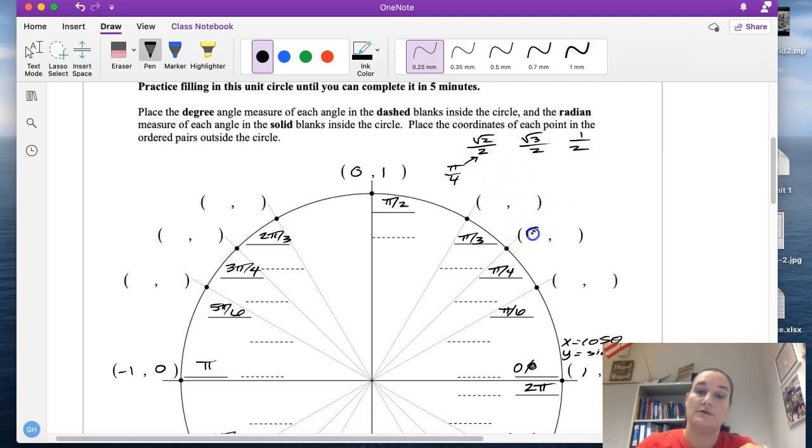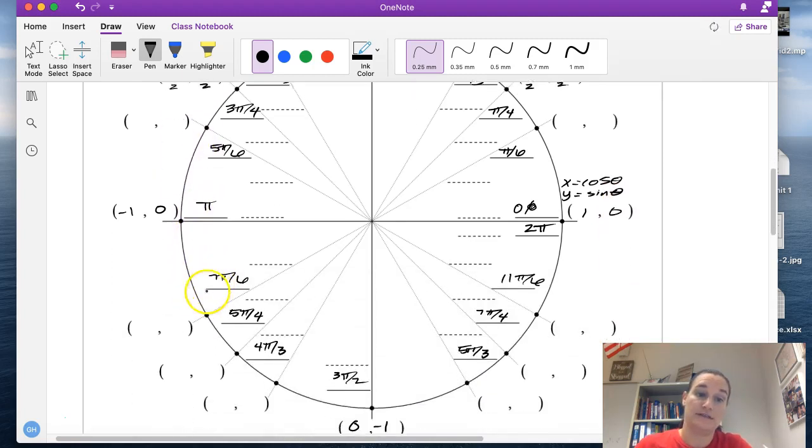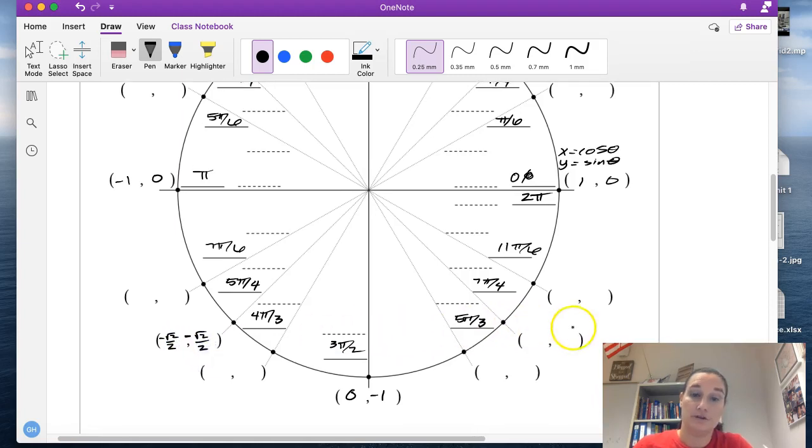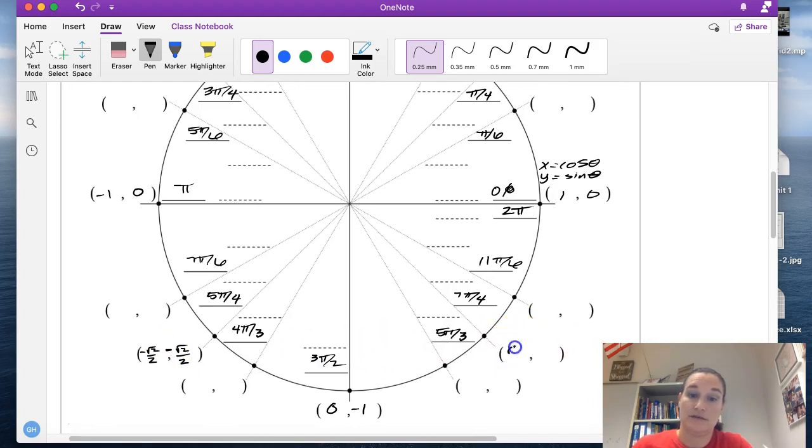So we know this is square root of 2 over 2, and this is square root of 2 over 2. All of the pi over 4s are going to be that way. It's just that one of them is negative. Well, which one is negative? It depends on the quadrant you're in. In the first quadrant, x and y are both positive. In the second quadrant, x is negative, y is positive. So you're going to have negative square root of 2 over 2 and positive square root of 2 over 2. In the third quadrant, both x and y are negative. So negative square root of 2 over 2, negative square root of 2 over 2. In the fourth quadrant, x is positive, y is negative. So positive square root of 2 over 2, negative square root of 2 over 2.